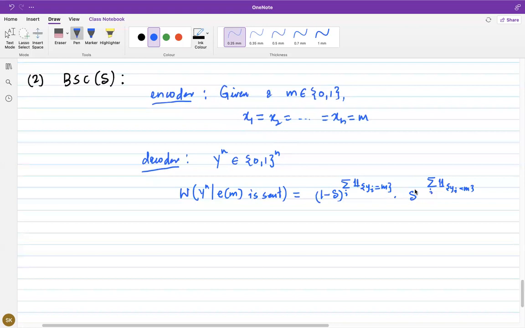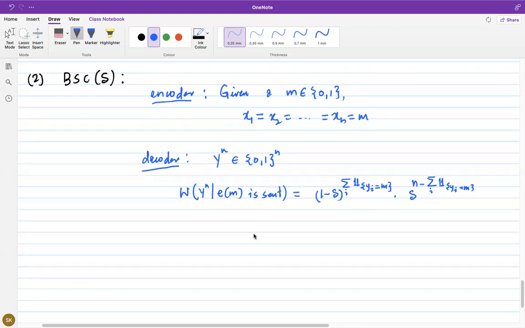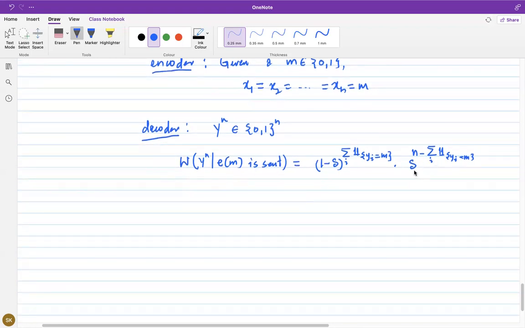So the total length is n, and out of this length n, there are these many symbols which are not flipped, which is 1 minus delta to the power this much, and that happens with this probability. You are taking the product of individual probabilities. This is again due to the property of memorylessness. So the number of times you see a flip is n minus the remaining number of times you have the same message, and that happens with probability delta, so that becomes the exponent of delta.